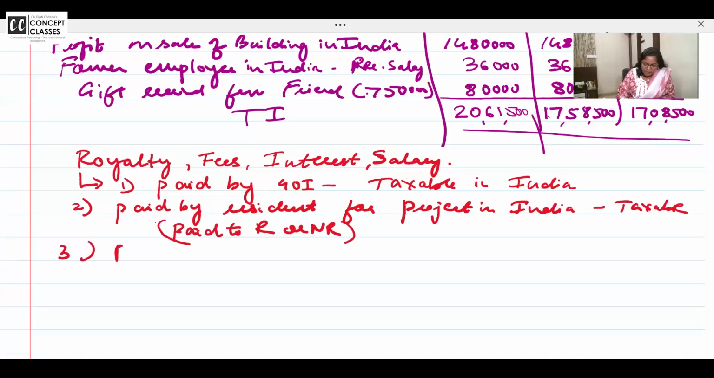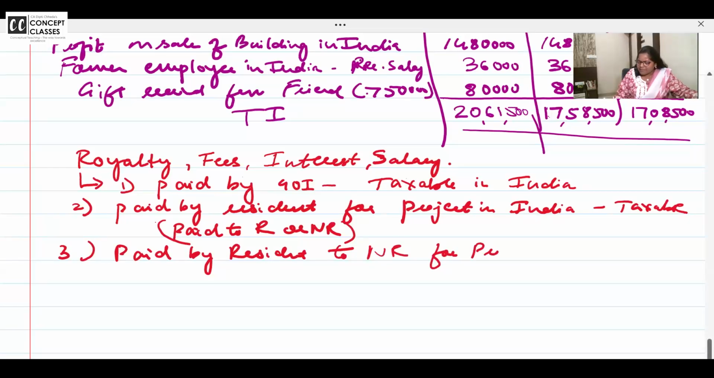Third, paid by resident to non-resident. Stop mutual talking, please. I am teaching something very important. If you have doubt for today's class, you can come ahead and ask, and we'll arrange something tomorrow. Look here, paid by resident. Yes, second point, ask what is the doubt. Can you dictate the bracket?